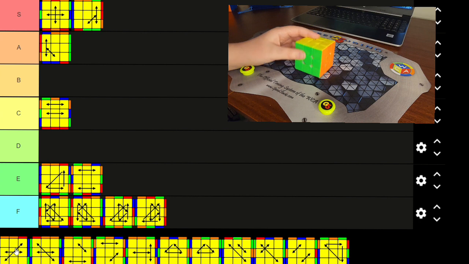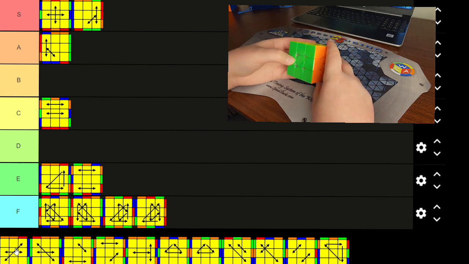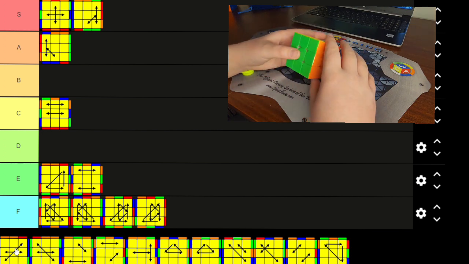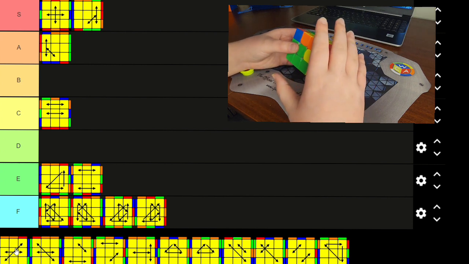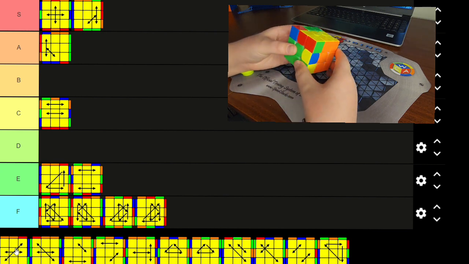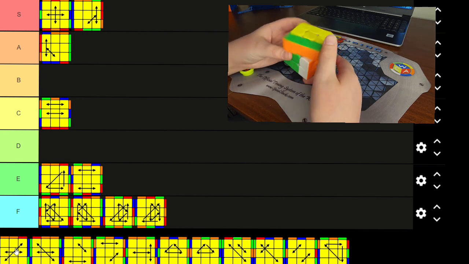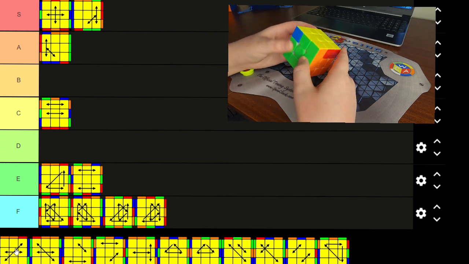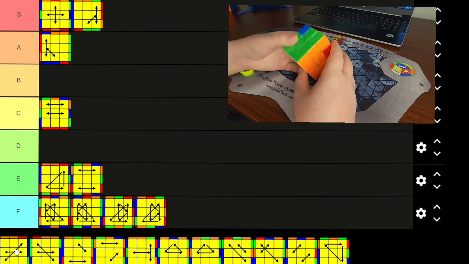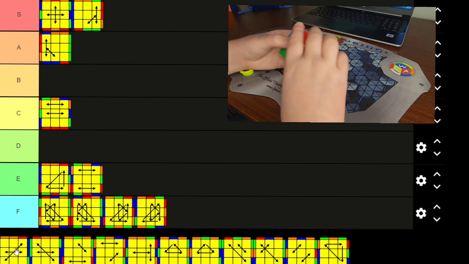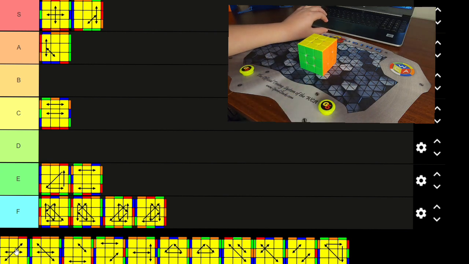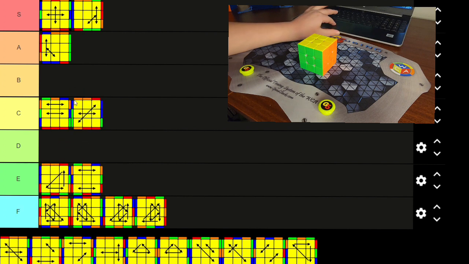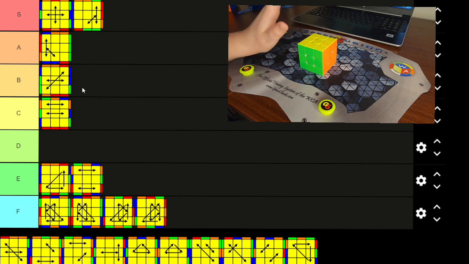Okay, now NA perm. I have just recently learned this, and I automatically love it because it's such an easy algorithm. It's 4 setup moves, which are R, U, R prime, U, then just a JB perm, then you undo the setup moves, and there you go. You did the NA perm. I don't know what I'm saying. Okay, there we go. So NA perm, I really like it, but it gets B tier purely because of recognition.